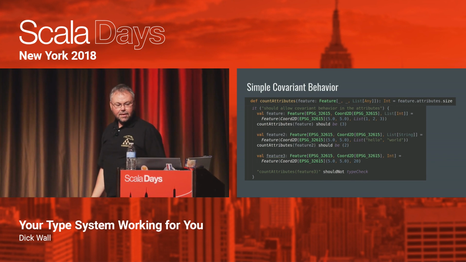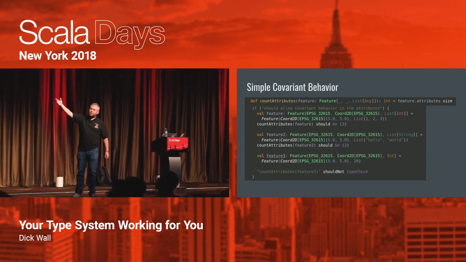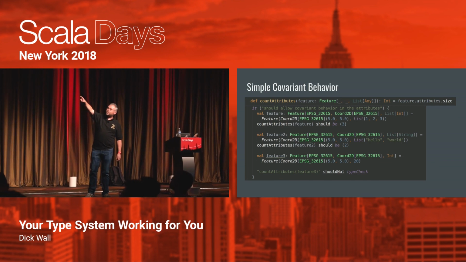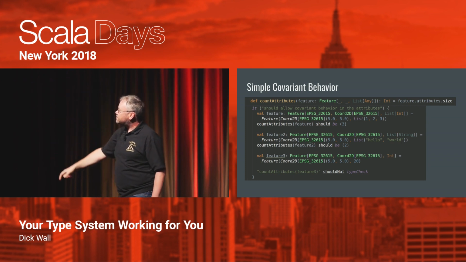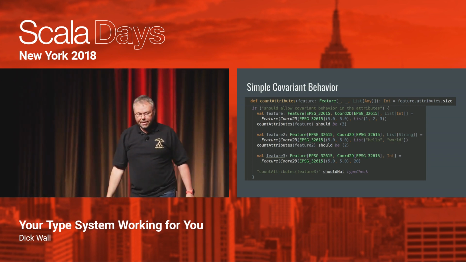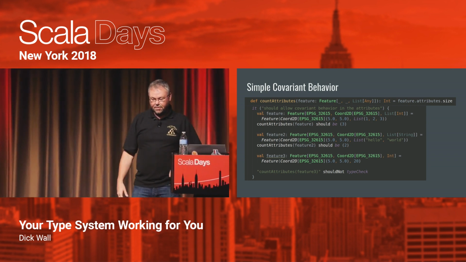So, simple covariant behavior. We can look at this. Because list is also covariant, we could make a function that takes a feature that requires a list of any, and now we can call that with any feature that has a list of some kind as its attributes, and it'll work. So in this case, it's just returning the size. It works for a list of int, it works for a list of string. It doesn't work if we pass it an int. That's a compile error, because that's not a subtype of list.